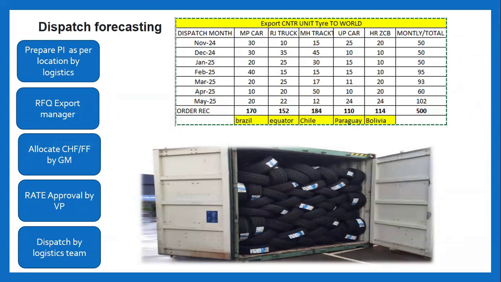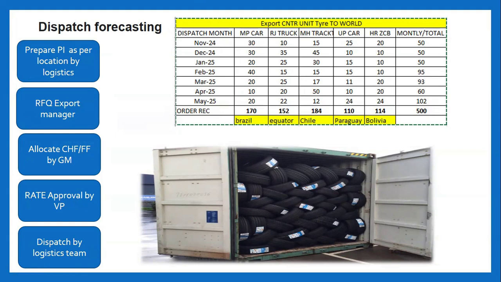170 containers for Brazil, 150 containers for Ecuador, 184 containers for Chile, and for Paraguay 110 containers. And for Bolivia 114 containers. So in total 500 containers need to be dispatched, and this is the dispatch forecasting. You can see on the screen there are some plants in India: MP, Rajasthan, Maharashtra, UP, and Haryana. These are the 5 plants in India which manufacture tires.